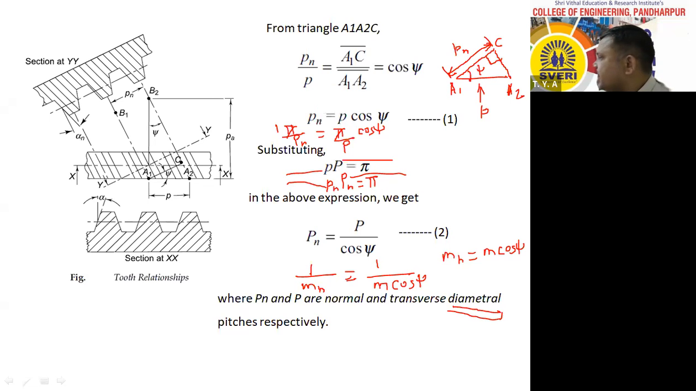Capital Pn is equal to capital P upon cos psi. Equation 2. Where capital Pn and capital PR are the normal and transverse diametral pitches respectively.